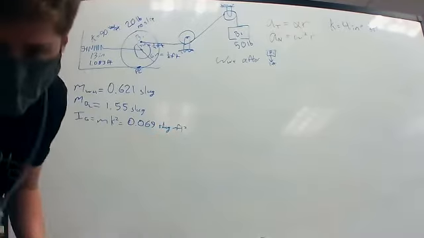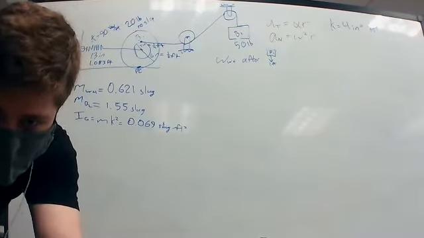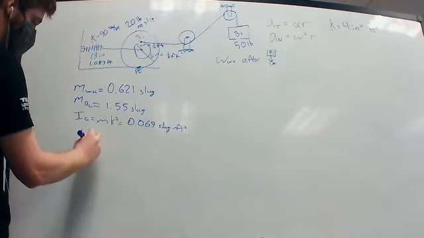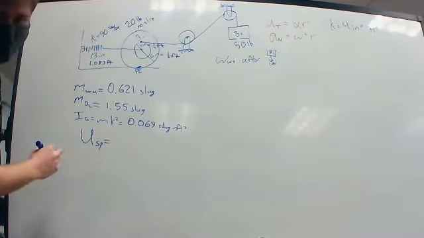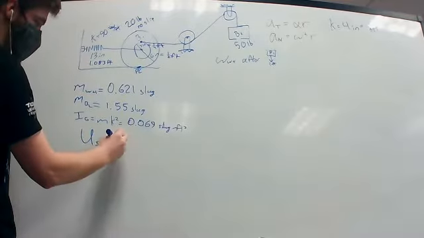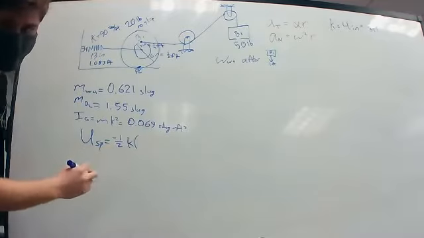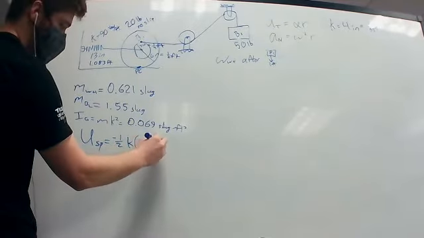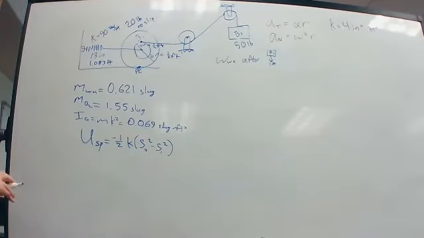So we need to calculate the work on the spring and the block. So we know that the work of the spring is going to be equal to minus 1/2 times the spring constant times S2 squared minus S1 squared.